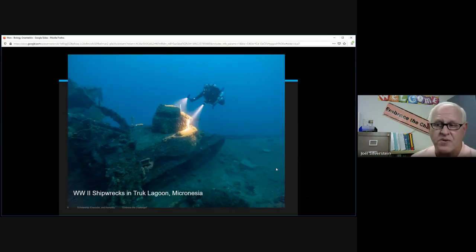I also look at shipwrecks. I explore shipwrecks. I love shipwrecks. This is in Truk Lagoon in Micronesia. It was where there was a big battle during World War II. And there's tons of sunken ships there. And in fact, I was supposed to be there at the end of the school year, but unfortunately, because of the pandemic, we weren't able to get there. But I'll get back there again in a couple of years.